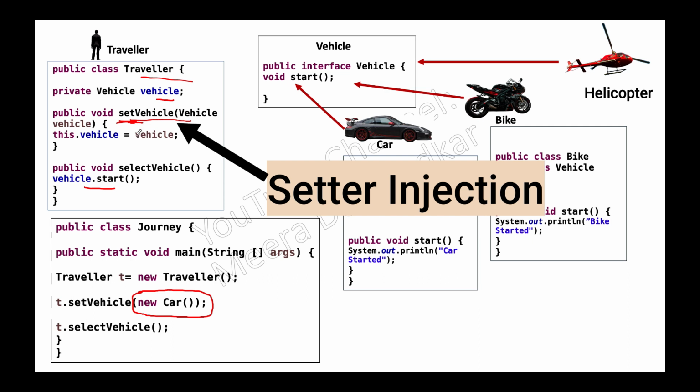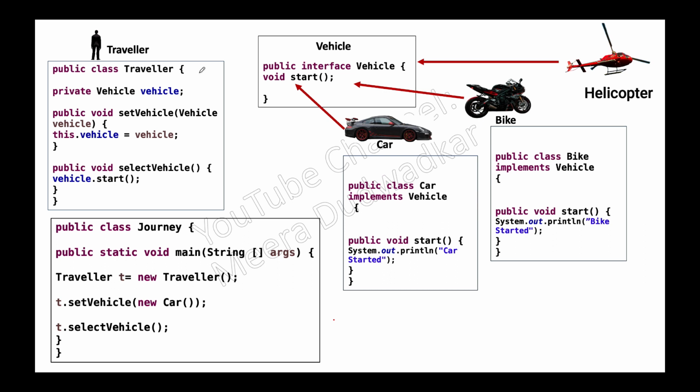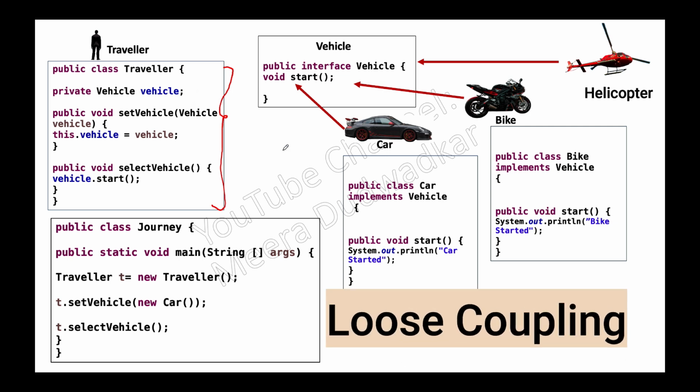So in our example, we are using setter injection. Now if we look at the code of traveler class, are we creating any object inside traveler class? For example, car, bike or helicopter or any vehicle inside the traveler class? No. Is there any dependency between traveler, car or bike? These classes don't know anything about each other. And hence, this entire scenario is called as loose coupling.